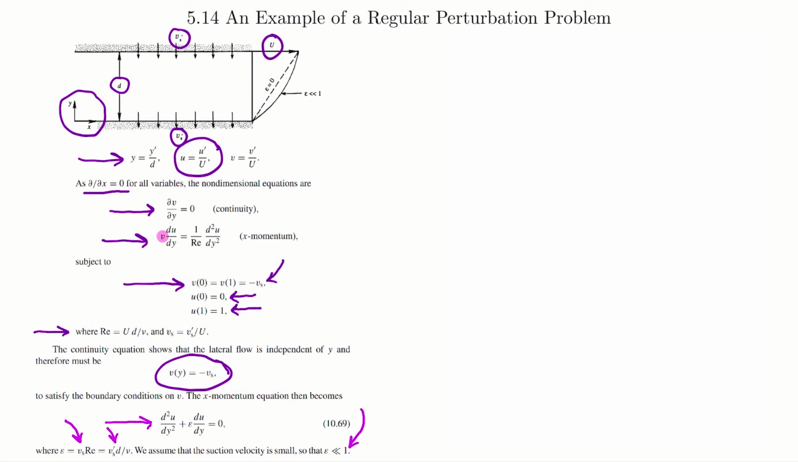So this is what we talked about, right? We need our small parameter, right? So we say epsilon is much, much less than 1. And so basically what we need to do is solve this equation, right, with these boundary conditions.